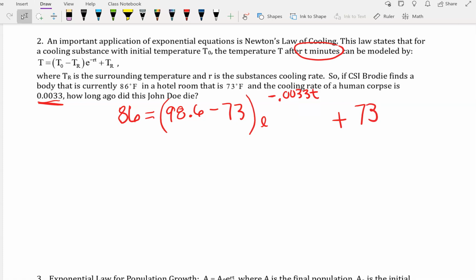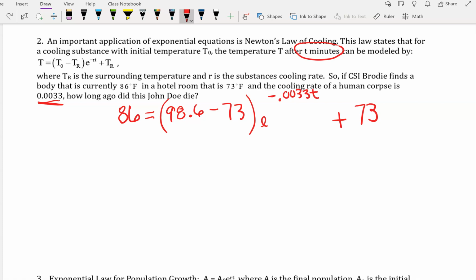All right, so from here, we will now start to solve. We need to isolate r first. We're going to have to isolate all of this first, then we can log both sides. So I want to get rid of the 73 first. I'm going to subtract 73 from both sides.